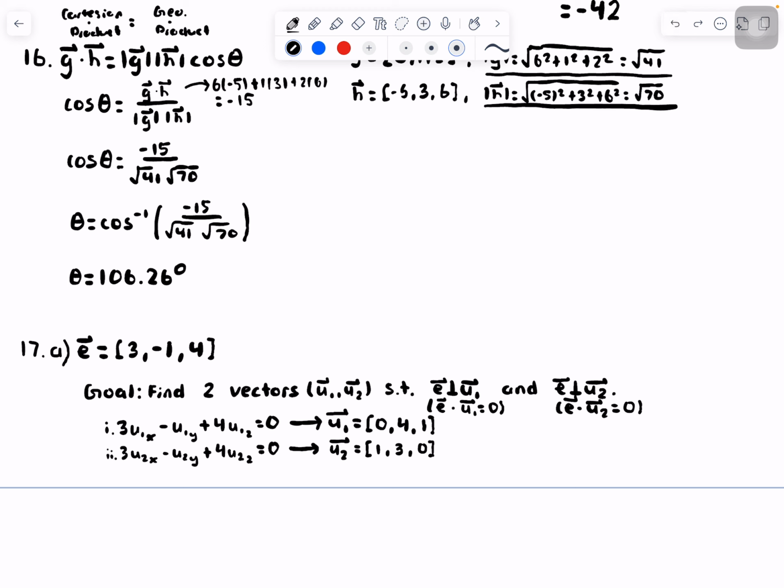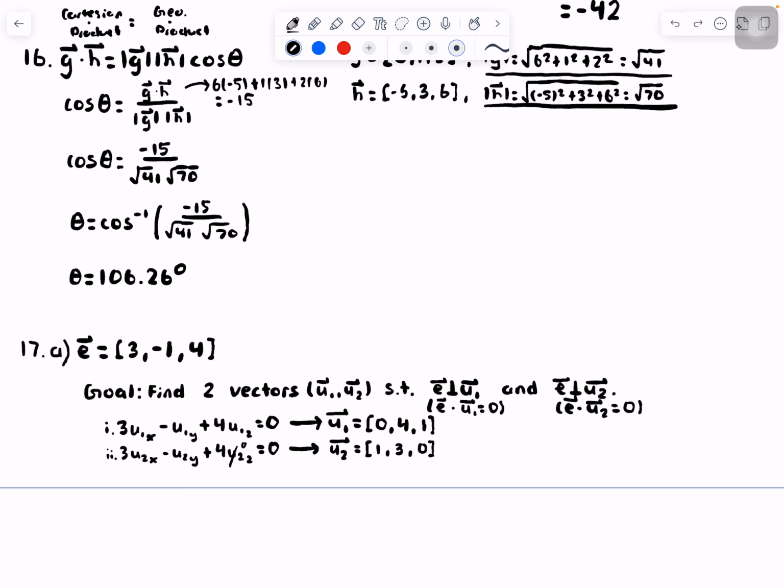For u2, I made the third component 0. Now I need a combination of u2x and u2y such that 3u2x minus u2y equals 0. So I chose u2x to be 1 and u2y to be 3, which makes sense because 3 times 1 is just 3, so 3 minus 3 is 0. The dot product equals 0. Left-hand side, right-hand side are both equal, and I'm good to go.